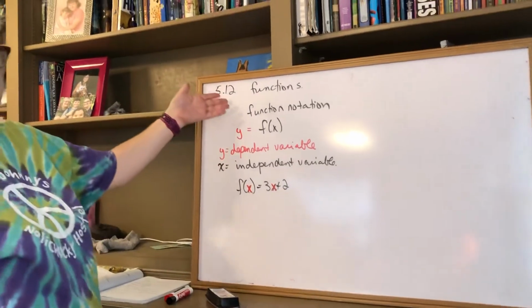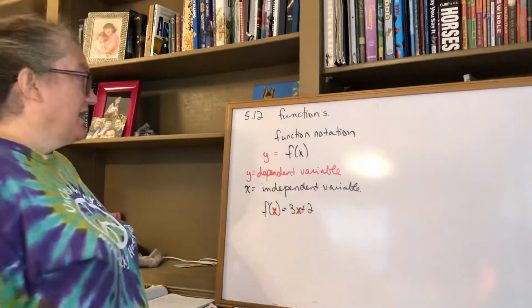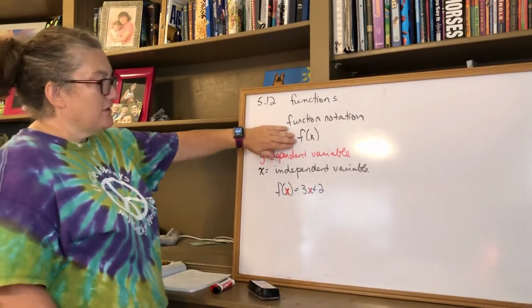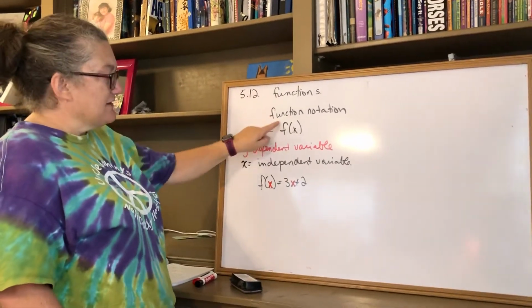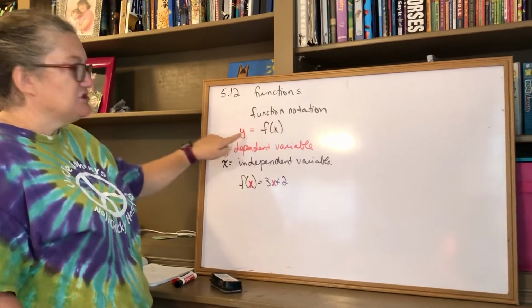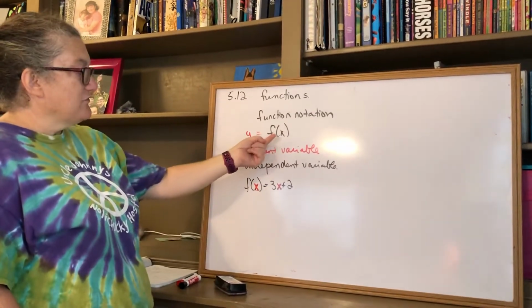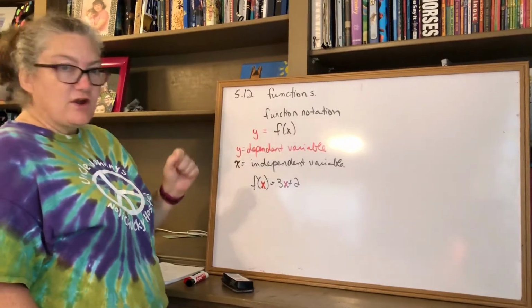Okay, we're in 5.12 and we're talking about functions today. Function notation is in the form of just f of x, but you can think of this f of x right here as just y. It's just a fancy way to say y. We're just now saying that it's a function of x, or whatever variable we're talking about.